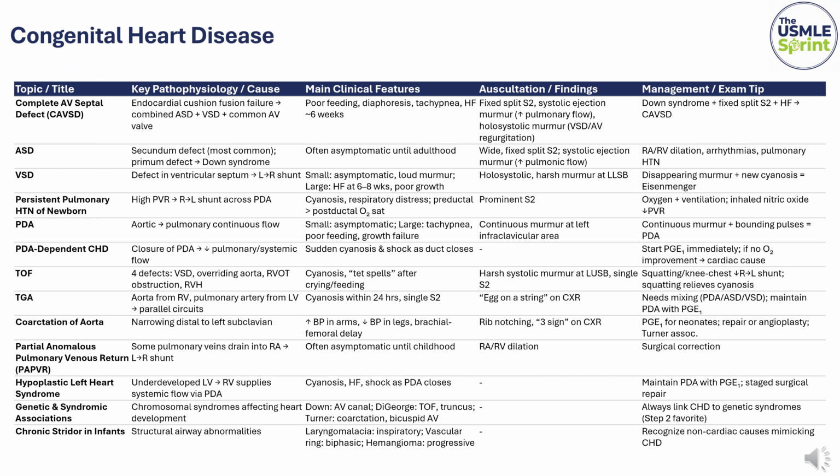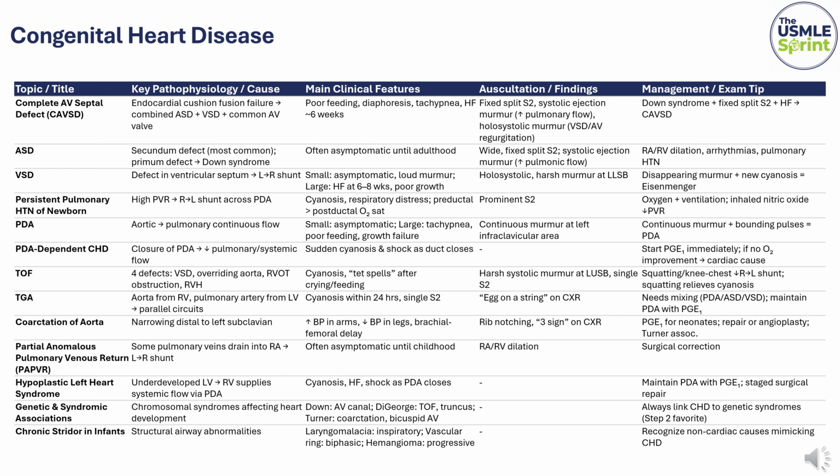Hypoplastic left heart syndrome is another critical duct-dependent lesion, where the left ventricle is underdeveloped and can't support systemic circulation. The right ventricle has to pump to both the lungs and the body through the ductus arteriosus. These babies develop heart failure and shock as the duct closes.